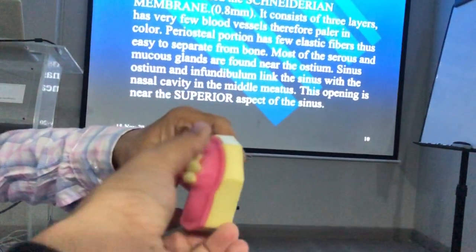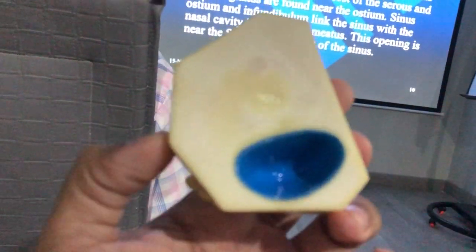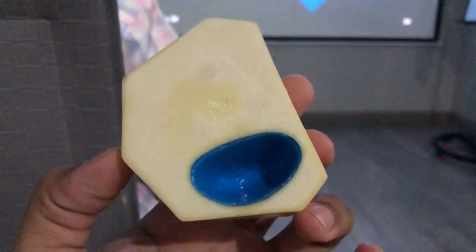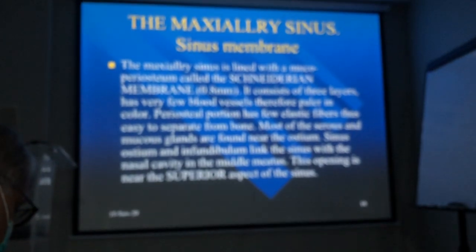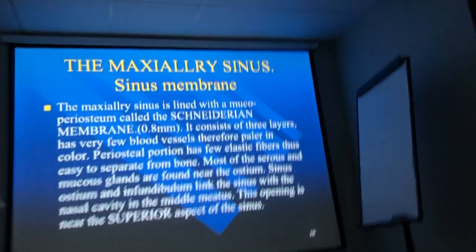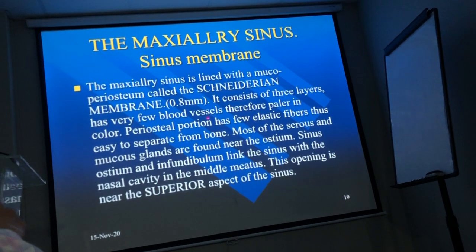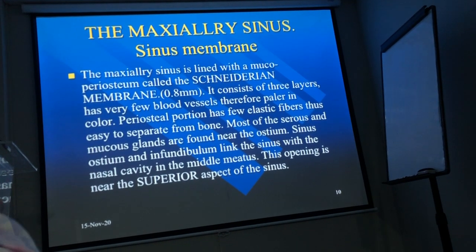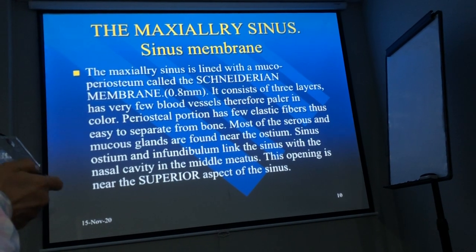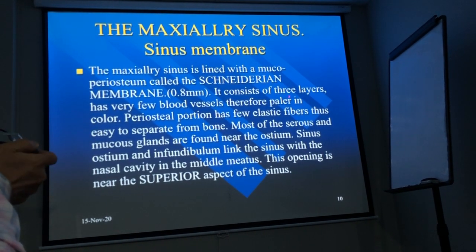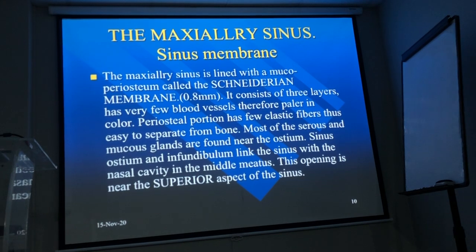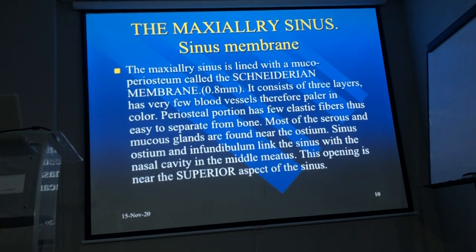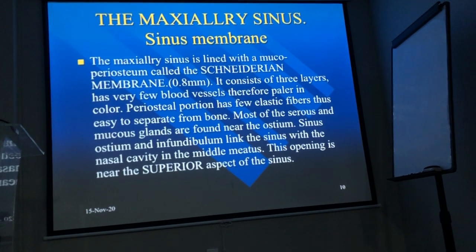Now, the Schneiderian membrane has 3 distinctive layers within itself, which is just about less than 0.8 millimeters in thickness. It has fewer blood vessels as compared to the periosteum that Dr. Koram was talking to you about yesterday, and hence it appears to be a more yellowish or paler color, and sometimes even when we do an open sinus lift, it actually appears to be slightly blue in color. We'll talk about how and why that is so.